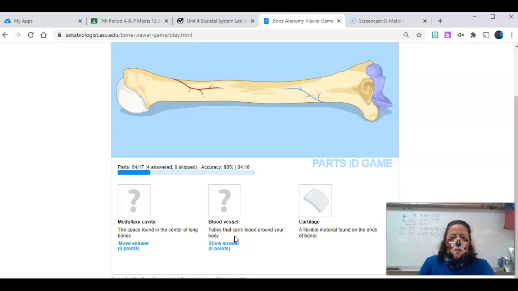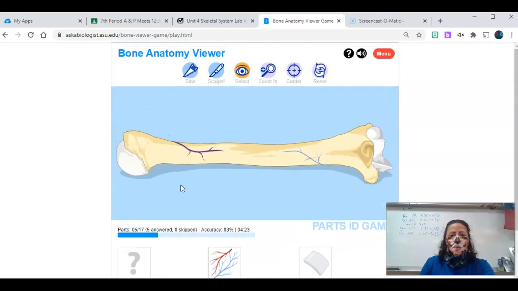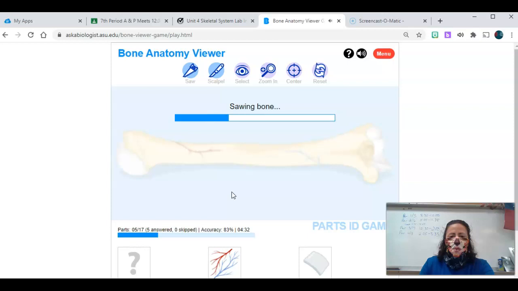Cartilage. Blood vessel. So I don't want the whole thing, I just want the vessel, right? Not that whole diaphysis, just that. Okay. Medullary cavity found in the center. Well, we're going to have to saw into the bone again. Not this way, this way.